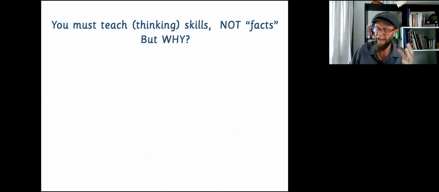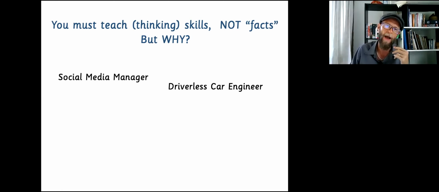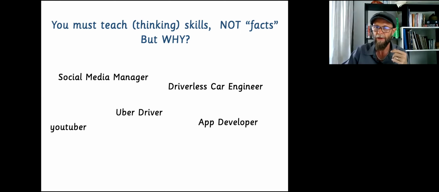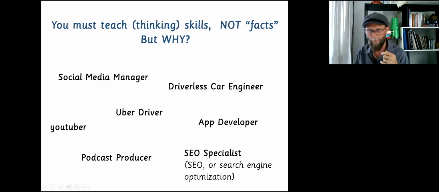Facts have a half-life anyway. I mean, things change regularly, right? But let's think about this. For example, what do all these occupations have in common, by the way? How are they all similar? Social media manager, driverless car engineer, Uber driver, YouTube driver, app developer, podcast producer, search engine optimization specialist. That's a lot of S's. Anybody?